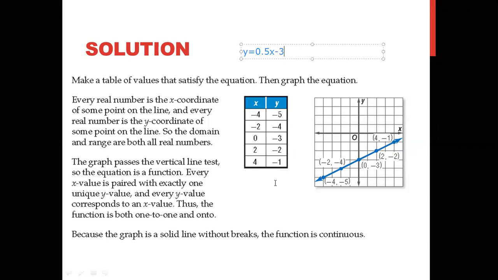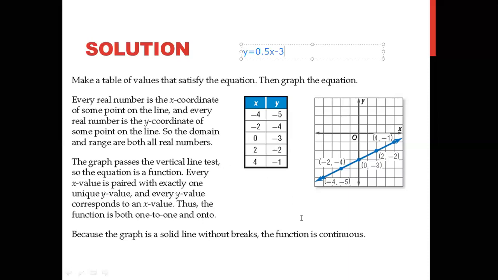After constructing the table, I will put the ordered pairs on the graph, the coordinate plane. The first point, -4, from the origin to the left, then -5 down, here will be the first point. The second point, -2, -4. Third point, 0, -3. The fourth point, 2, -2. The fifth point, 4, -1.